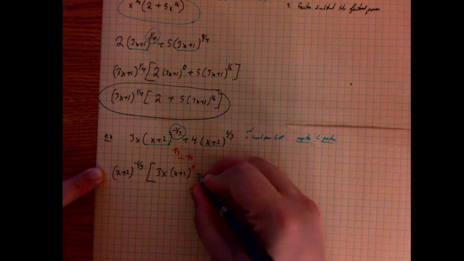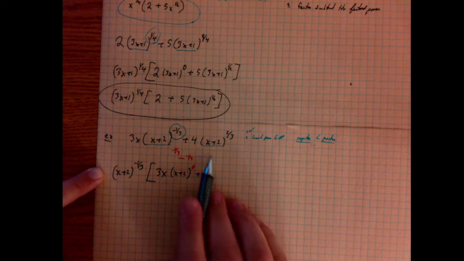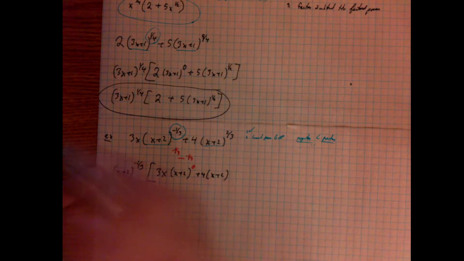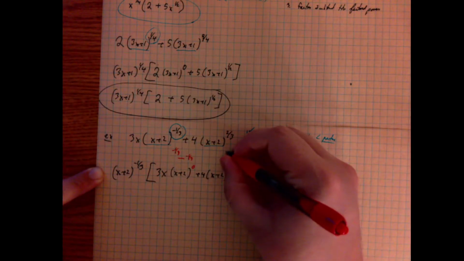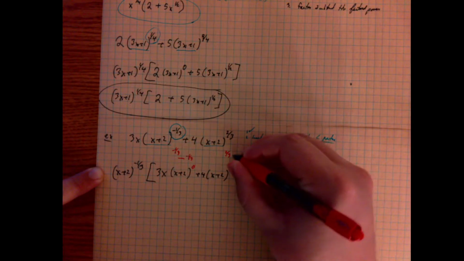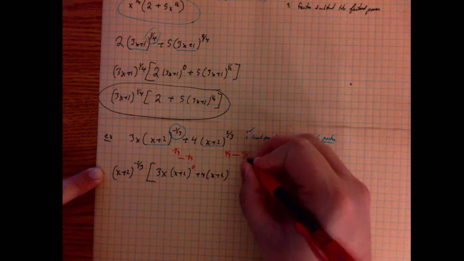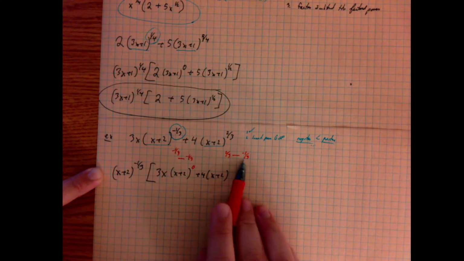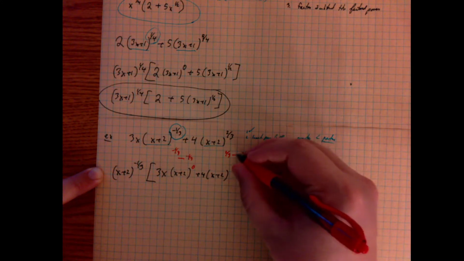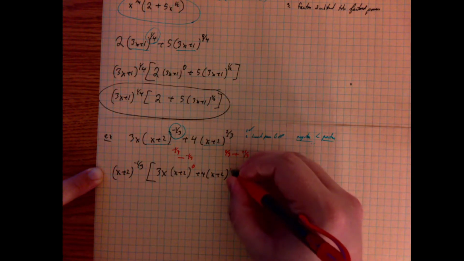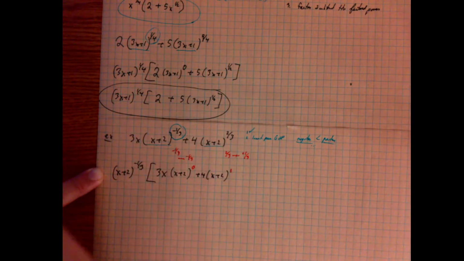Over here, so I have plus 4. This would become x plus 2. Now, I currently have a 2/3 power. I'm going to subtract away the negative 1/3. And here's the thing. 2/3 double negative becomes plus 2/3 plus 1/3. This would become a power of 3/3, which is a power of 1.